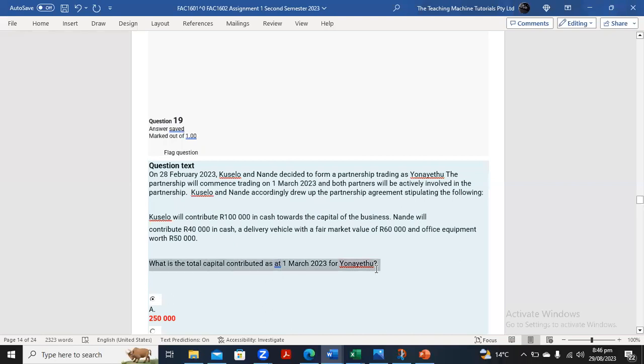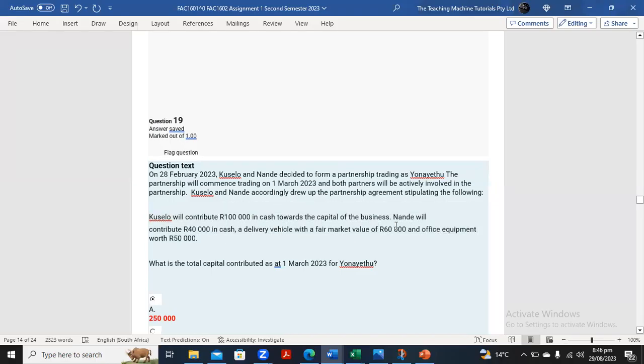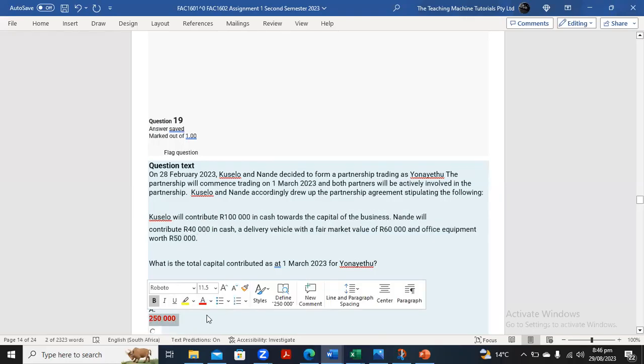Now, what is the total contribution? It's simple. You add everything here. 100,000 plus 60,000 plus 40,000 plus 50,000, and it's 250,000.